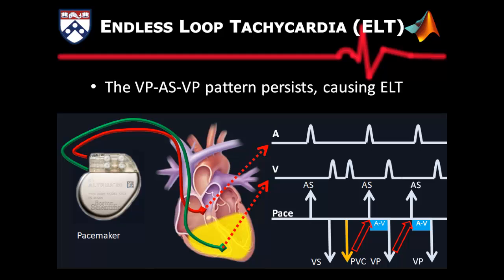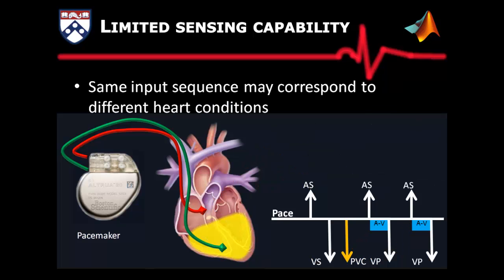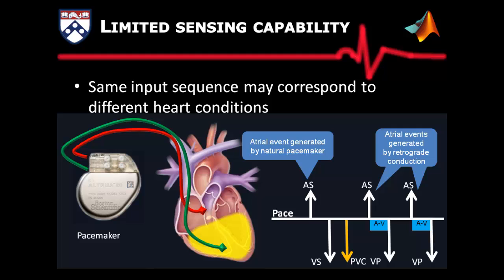This scenario was discovered by physicians in pacemaker recordings, but it is impossible to recreate the behavior using open-loop testing. The pacemaker has only 2 leads for sensing. As a result, the same input sequence may correspond to different heart conditions. In the ELT case we just saw, the first atrial sense event was triggered by a heart signal generated from its natural pacemaker. The other 2 events were generated by backward conduction, but the pacemaker treats them with no differences, leading to inappropriate behavior.